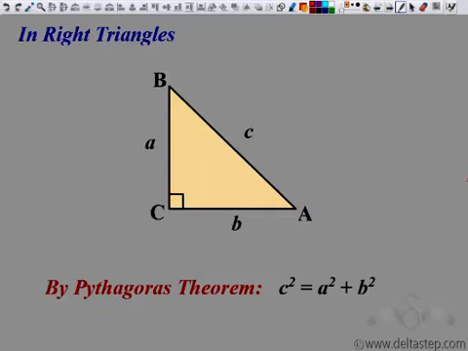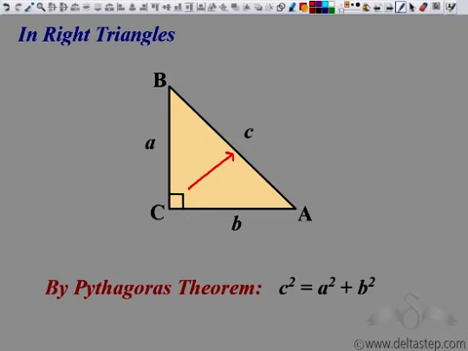We have seen that in right triangles we can apply the Pythagoras theorem. What does the Pythagoras theorem say? Well, the Pythagoras theorem says that in a right angle triangle, the side that is opposite to the right angle, this is the hypotenuse. By Pythagoras, we can say that hypotenuse square, which is c square, would be equal to the sum of squares of the other two sides or the other two perpendicular sides. So a and b are the perpendicular sides.